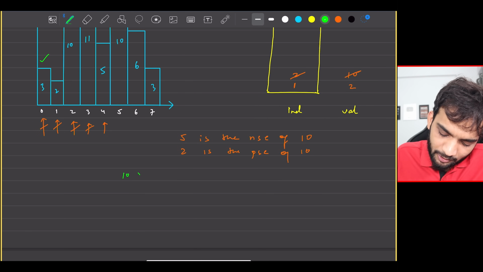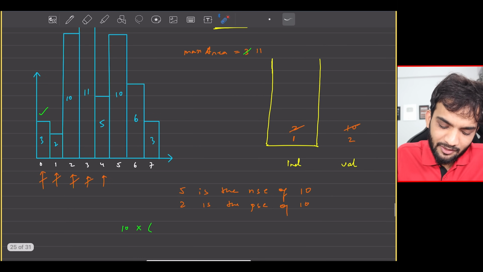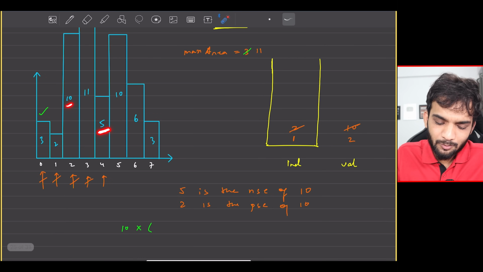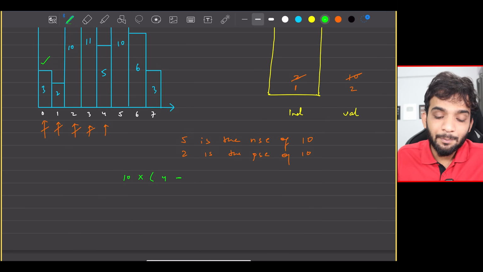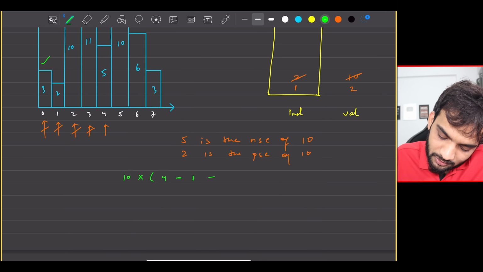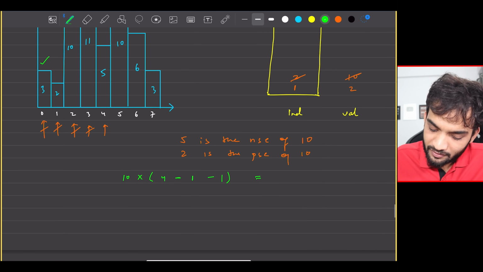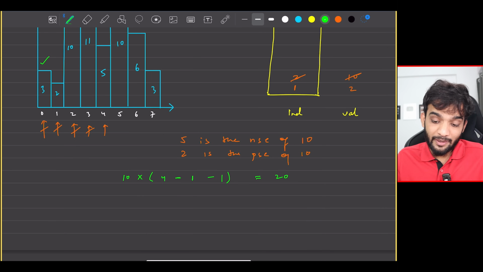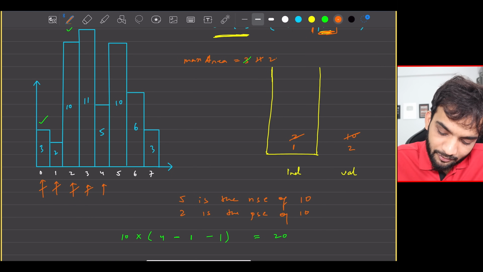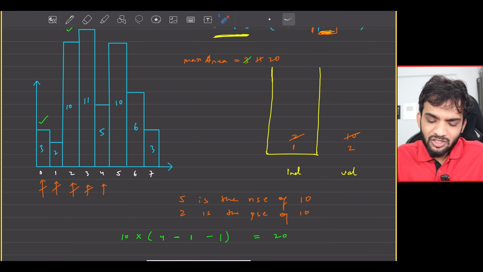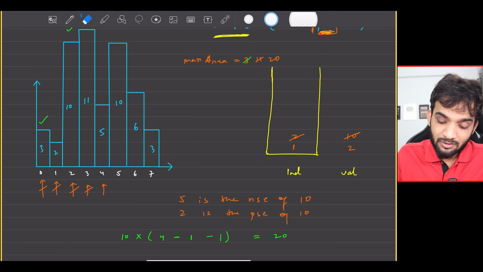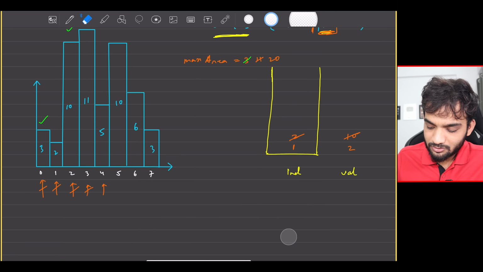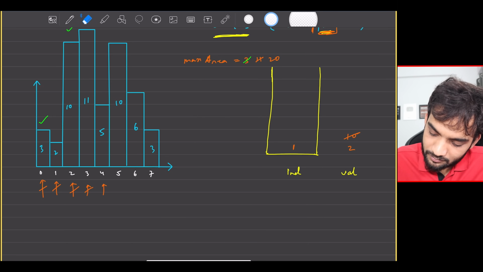So the area will be 10 cross. Can I say for 10, this is the next smaller? Yes, which is at index 4, which you are storing, minus the previous small element is at index 1. So you could typically do this, which gives you an area of 20. You could just update that area of 20, which is logical because it will just be this one, right? Perfect. So I'm done for 10 as well. So you could just go ahead and erase 10.